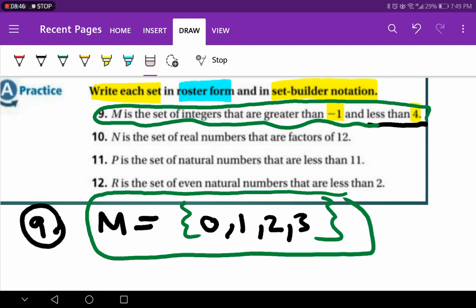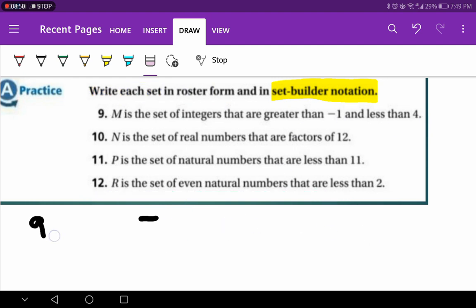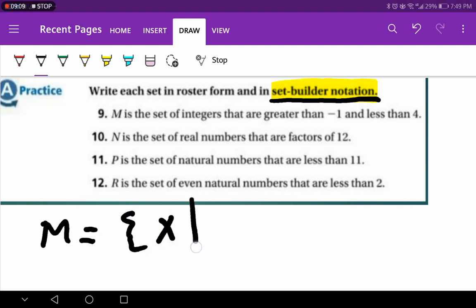What about, teacher, the set builder notation? You ask me, it is a very, very sad story. No, I'm joking. It is a happy story, because all of my students know that if he asks me to write in set builder notation, I have to do it like this. M equals, curly bracket, x, vertical line.